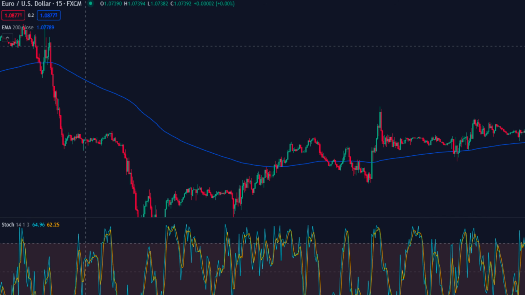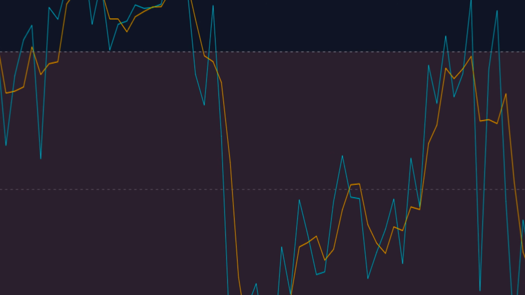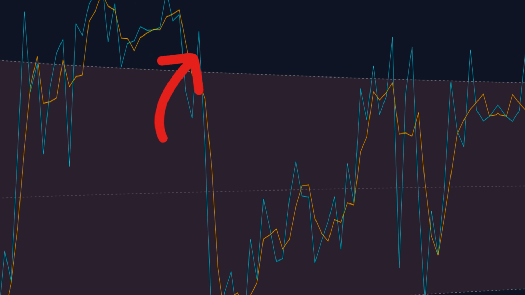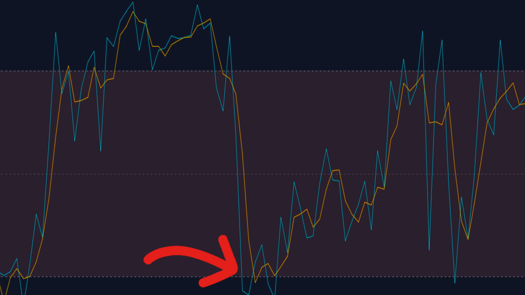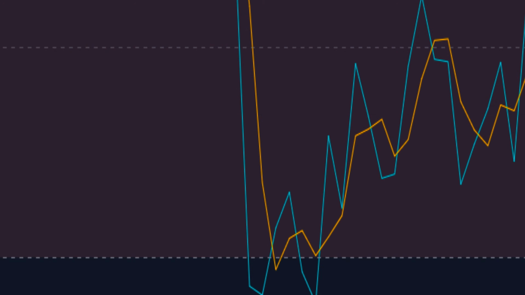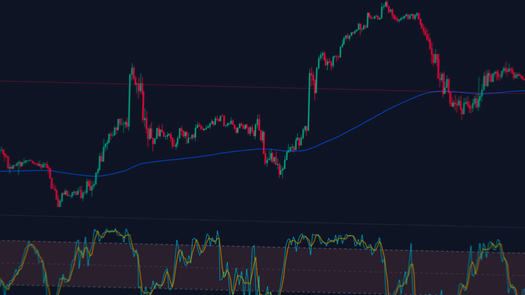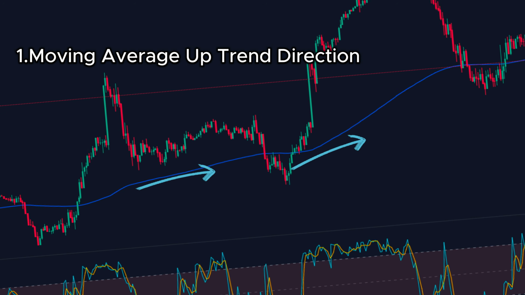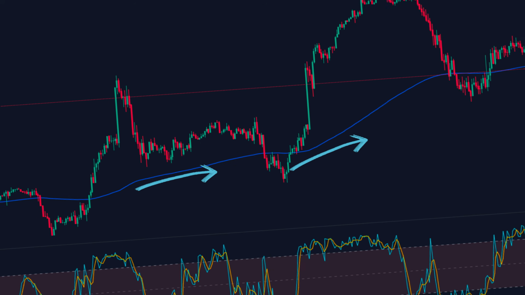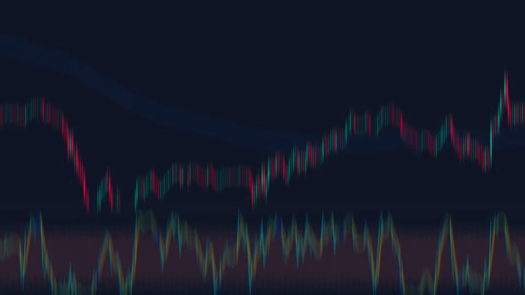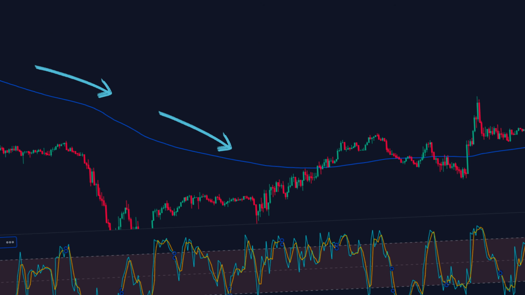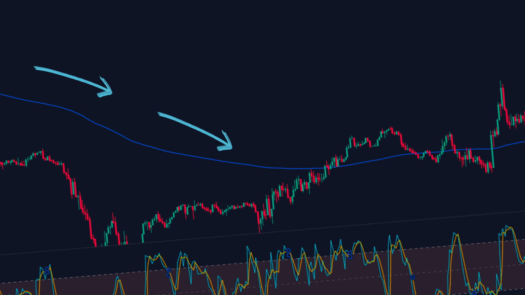Now we combine these signals with the stochastic. As you know, the main strategy of the stochastic is that we sell when the stochastic crosses down from the 80 line, and we buy when the stochastic crosses up from the 20 line. Our confirmed signal is then 1. The moving average needs to be in the trend direction. Moving average in the buy direction means only stochastic buy trades. 2. For sell trades, the moving average needs to be in the trend direction for selling. Moving average in the sell direction means only stochastic sell trades.